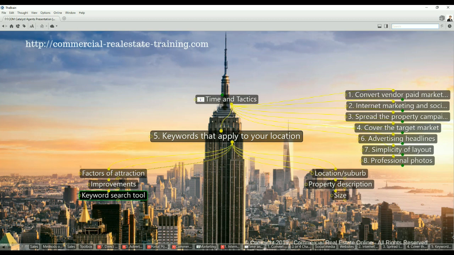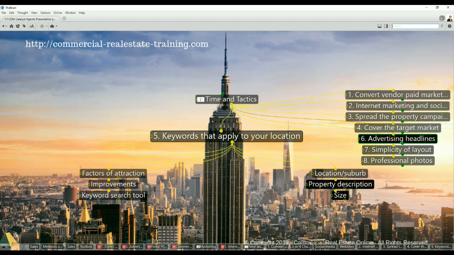That's a good search tool and you can get it from Google. Now, you should feed your location or suburb into the advertisement as a keyword, of course, in the headline. You will be describing the property so that someone can immediately understand the type of property they're reading about and the size of the property.